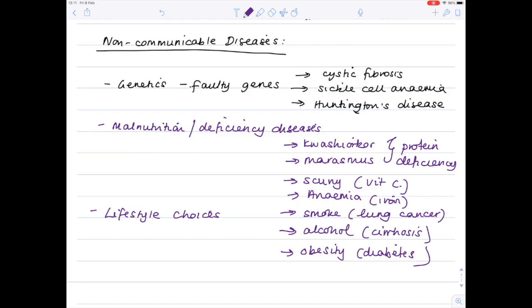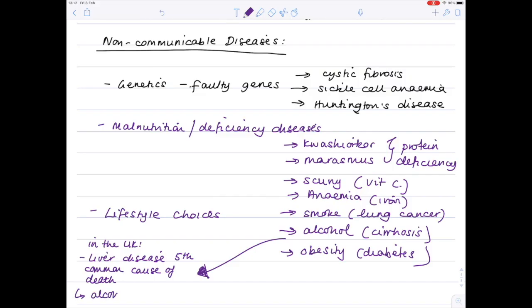And touching more on liver disease, particularly in the UK, it is very common. It's actually the 5th highest cause of death in the UK. And a large part of that is due to alcohol consumption increasing.